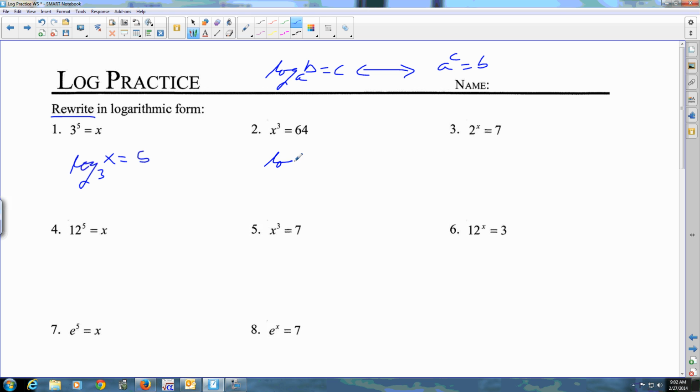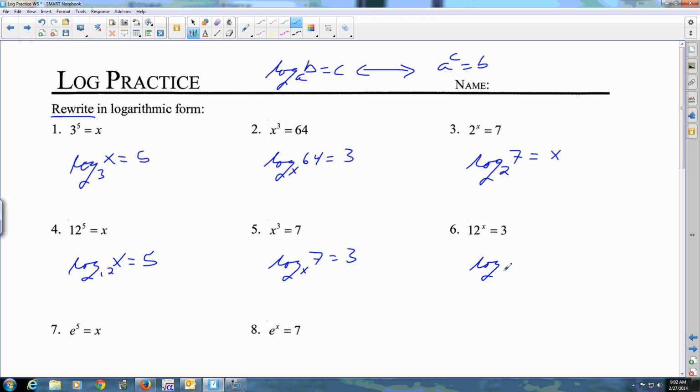This would be log base x of 64 is 3. This would be log, the base is 2, of 7 is x. This would be log base 12 of x is 5. Log base x of 7 is 3. Log base 12 of 3 is x.